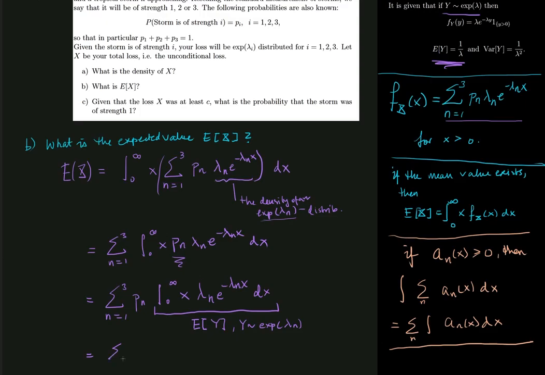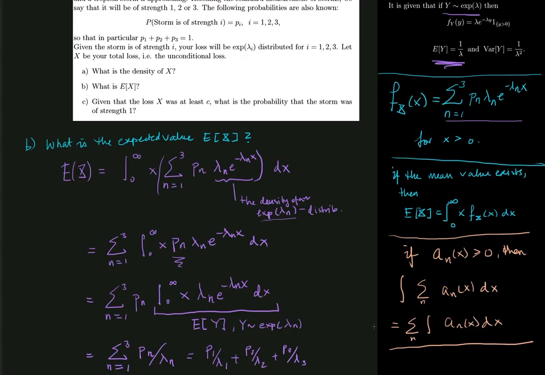So what I have is that the mean of x is given by the weighted average of the mean in each of the conditioned cases, which is 1 over lambda n. So it is Pn over lambda n summed together for n equals 1 up to 3. So just to be completely sure of what we've written here, this is P1 over lambda 1 plus P2 over lambda 2 plus P3 over lambda 3, right? So this is the expected value of x.